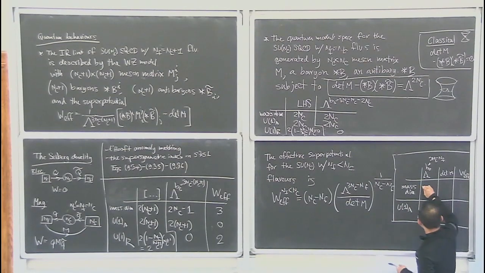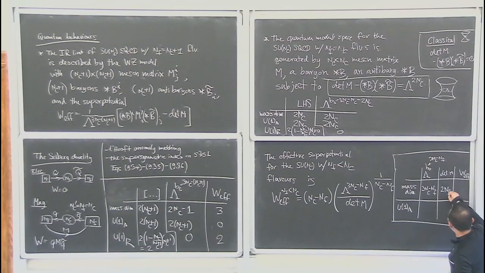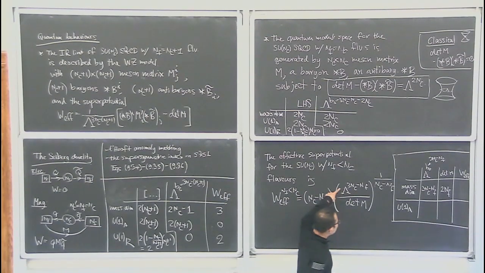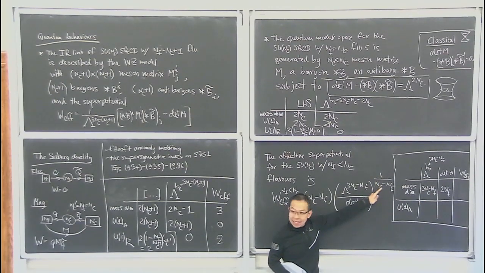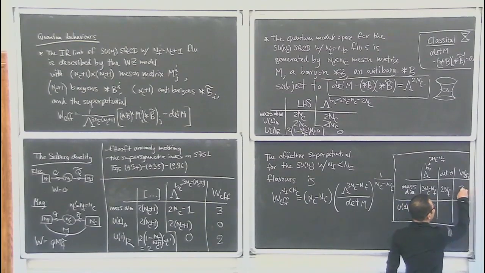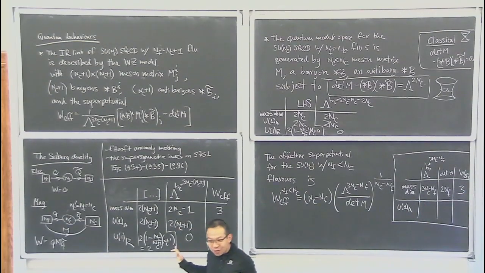So this is mass dimension. Of course, this is 3nc minus nf. You agree, right? Because lambda is mass dimension 1. Determinant of M is 2nf, because M carries 2 quarks. M is an nf by nf matrix. So this is 2nf. And indeed, if you do this, you divide it by this, you get 3nc minus 3nf. In order to obtain the right superpotential, you have to normalize it, put this to the power 1 over nc minus nf. So this has precisely dimension 3. So only mass dimension already fixed you to this form.